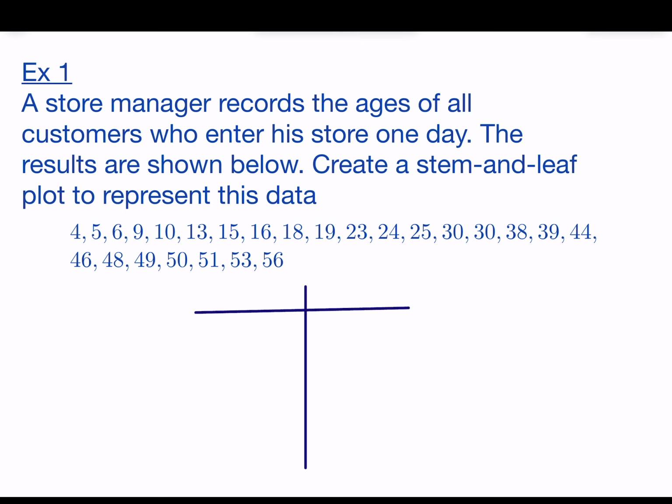In our left column, we have our stem. And on the right column, we have our leaves. And our stems, in this case, we take the tens values for all of our data. So 0, 1, 2, 3, 4, and 5. And what we do is we create leaves in each of these stems for each data value. So I start in my list with 4. Well, the tens place for 4 is 0, so I put a 4 right here.